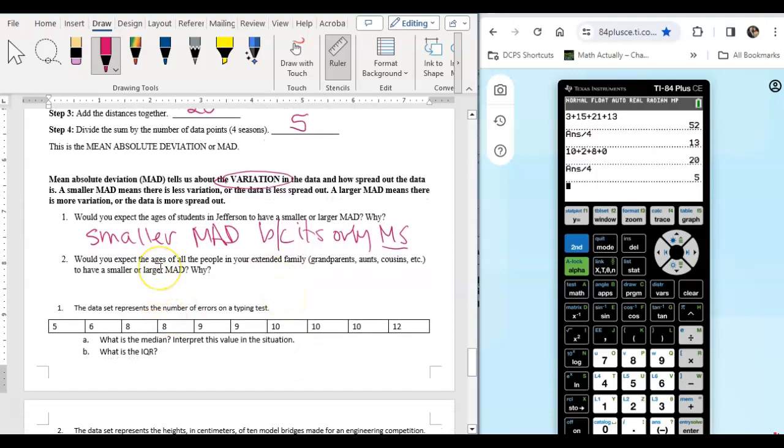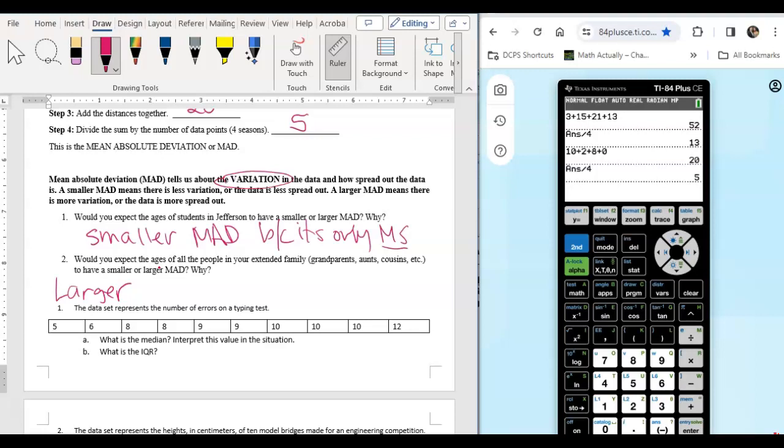Number 2, would you expect the ages of all the people in your extended family, grandparents, aunts, cousins, to have a smaller or larger MAD? Why or why not? So I would expect, or not why or why not, but why. So I would expect them to have a larger MAD, and in my family, that's because the oldest person right now is like 80 something, right? And then the youngest person is my cousin's about to have a baby. So, right, we have like a wide range.